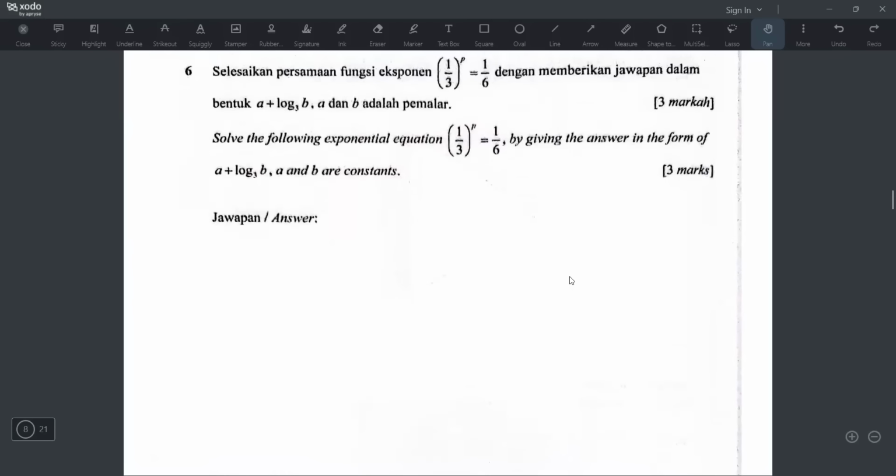Okay, number 6. I think I know what chapter this is. I see the word log already. So from chapter 4: Indices, Surds, and Logarithms. Okay, let's see what the question wants.